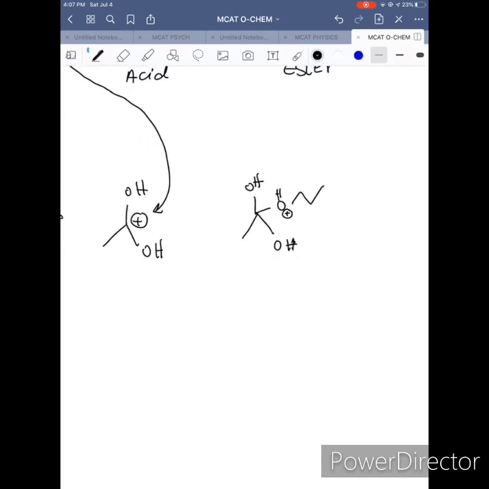Also, keep in mind that we haven't removed the acid, so we still have acid floating around. So this hydrogen plus is going to be captured by either one of those hydroxyl groups, it doesn't matter, but it's going to get captured.